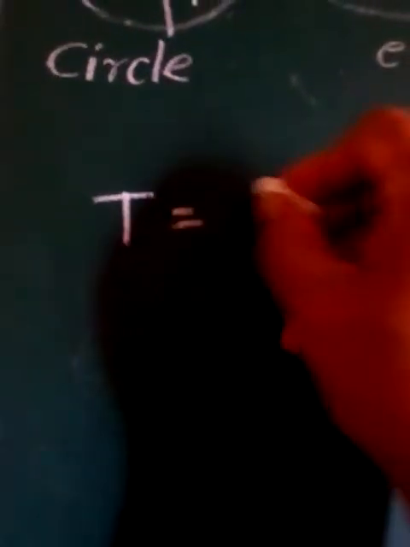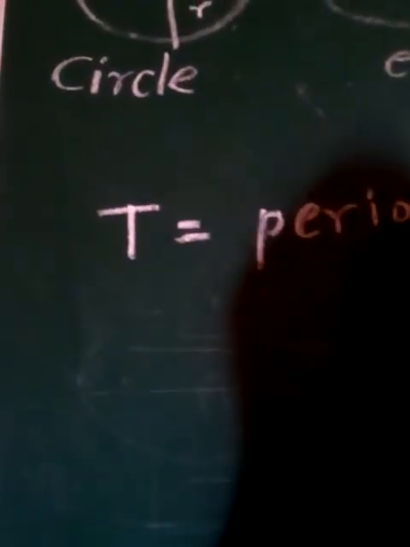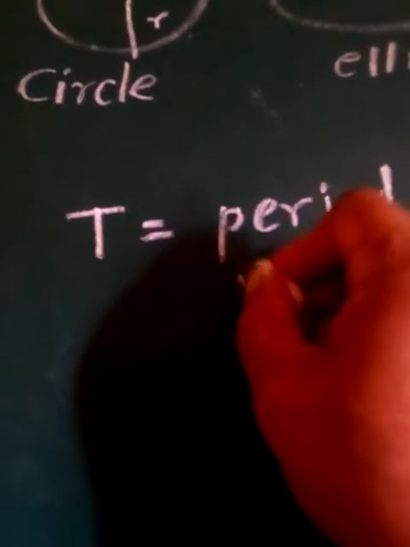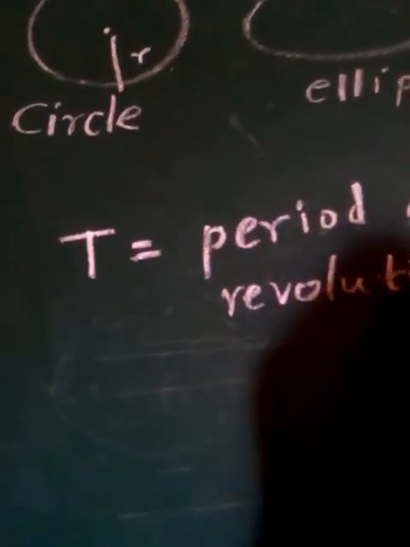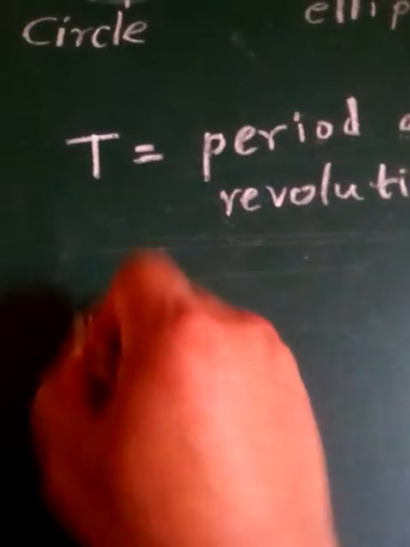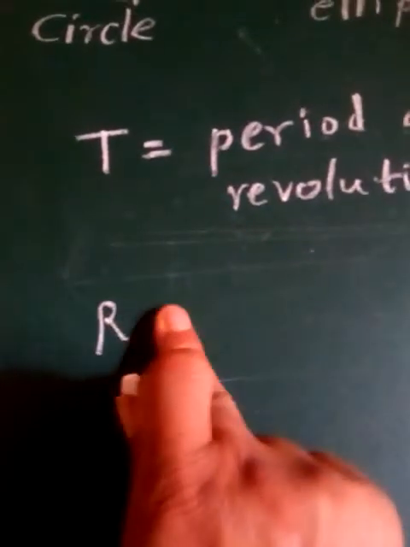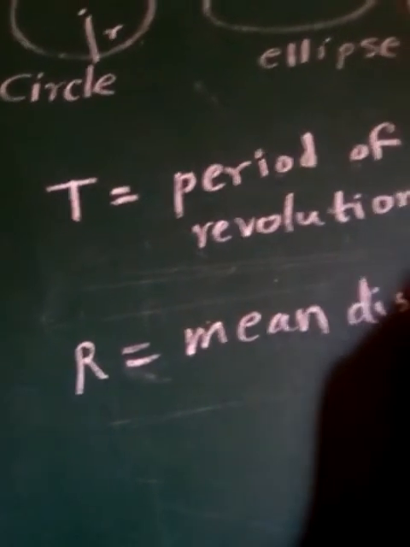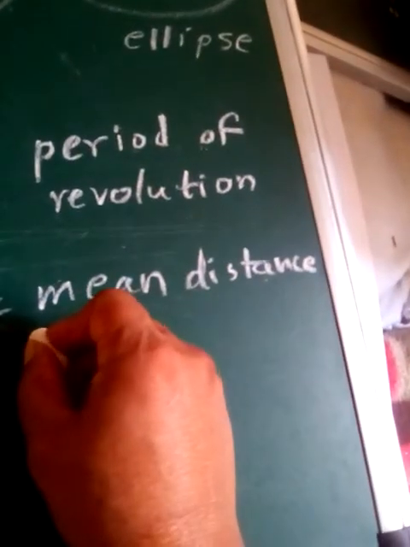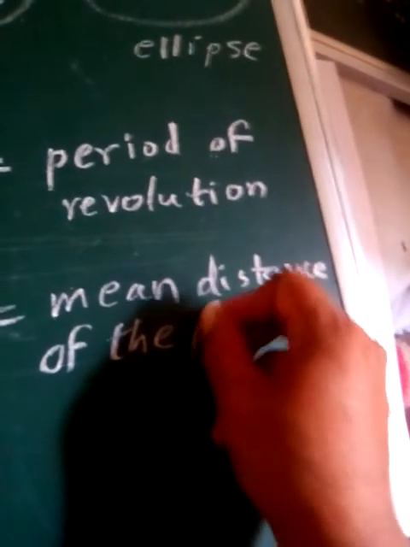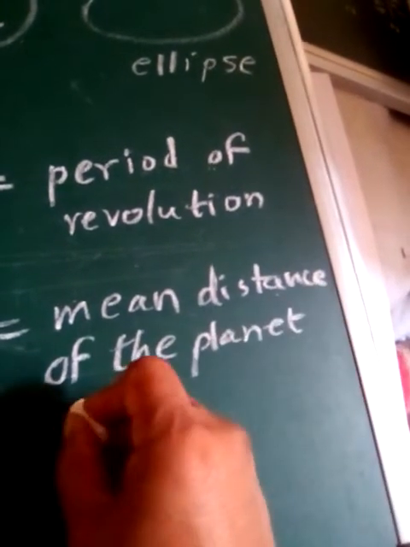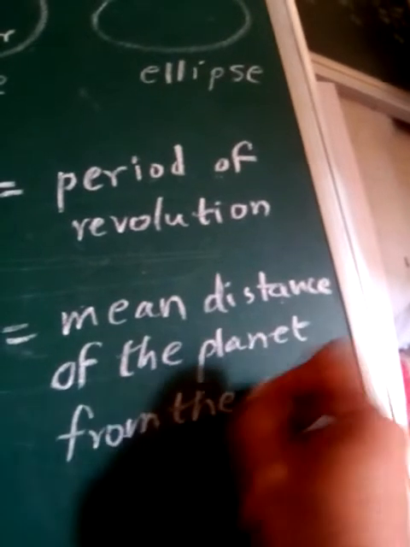So in other words, this Kepler's third law, we have to look at it like this: T is equal to period of revolution of the planet, and R is equal to mean distance of the planet from the sun.